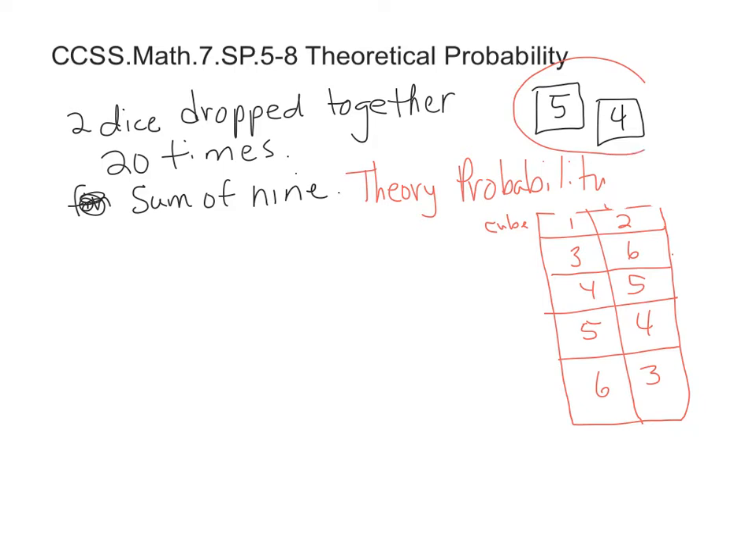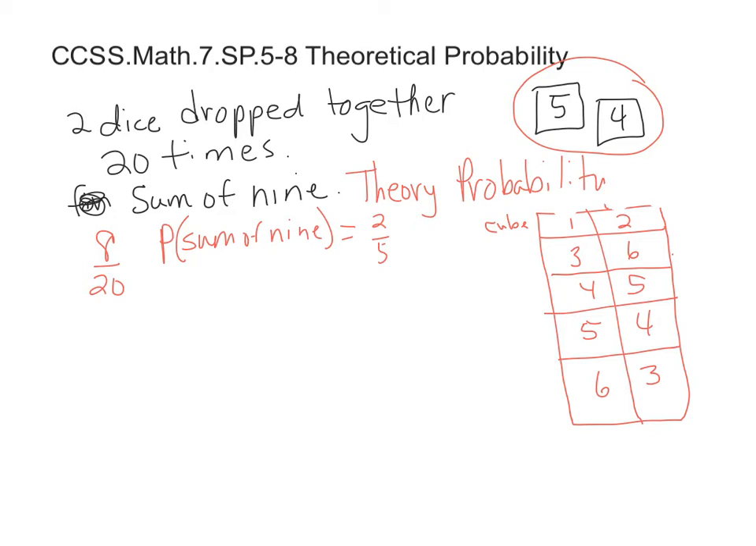Well, when we did it in the experimental last time, it was 8 out of 20 was the probability of getting a sum of 9 for the experimental, and that simplifies to the probability of a sum of 9 being 2 out of 5.